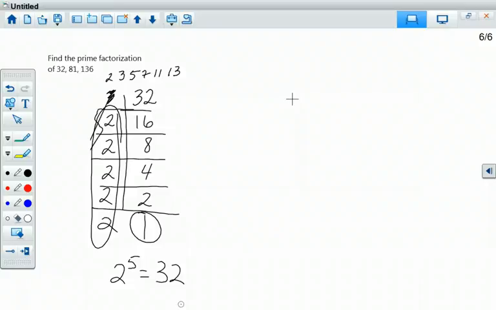All right, let's try 81. So I'm not going to start with 2 this time. Why? Because 2 won't go into 81 because it ends in a 1, so that means it's odd. So chances are you might have better luck with a 3.